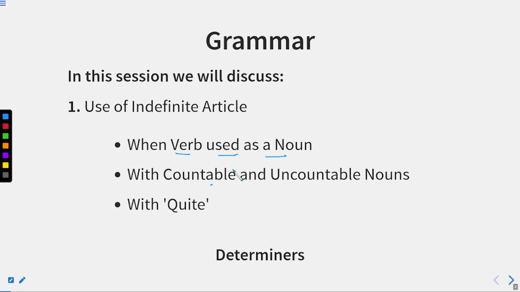When do we use indefinite article with countable and uncountable nouns? With the word quite, as I told you in our earlier session, we had some words like how, so, as, to. Then we had an adjective. Then we use an indefinite article that is either a or an, and after that we have a noun. So that structure was very important that we have already discussed in our earlier session. In this session, we are going to learn the use of indefinite article with the word quite.